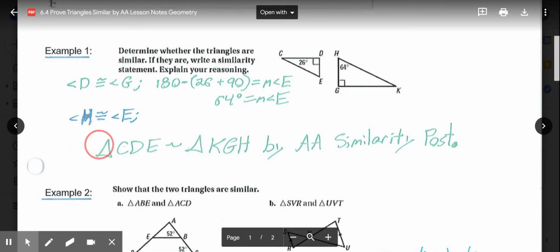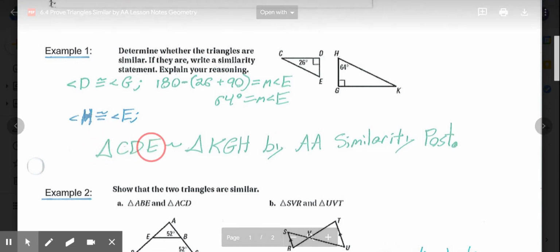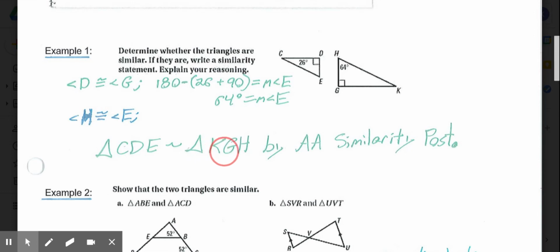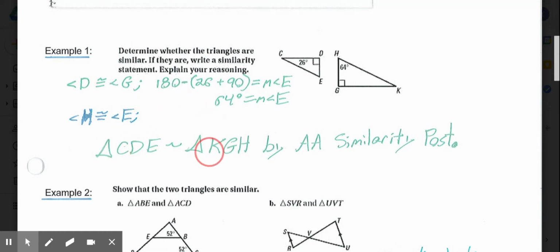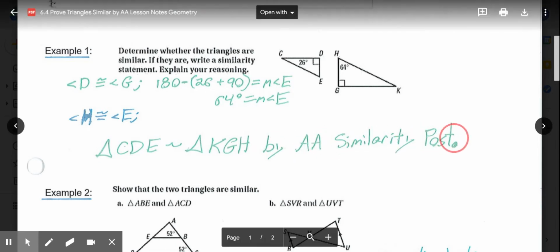Then I can write my similarity statement. Triangle CDE is similar to KGH. And we have to match up the corresponding vertices. So C corresponds with K, D corresponds with G, and E corresponds with H. And our explanation would be the angle similarity postulate.